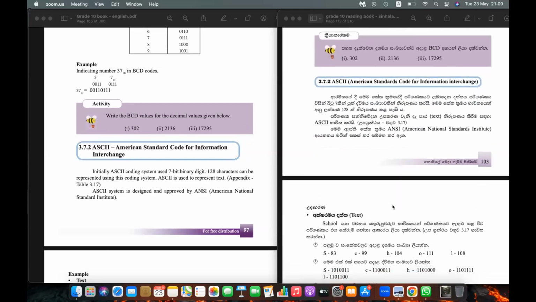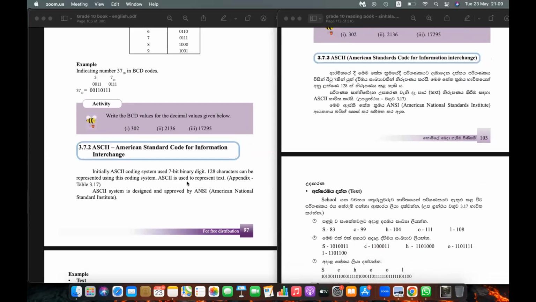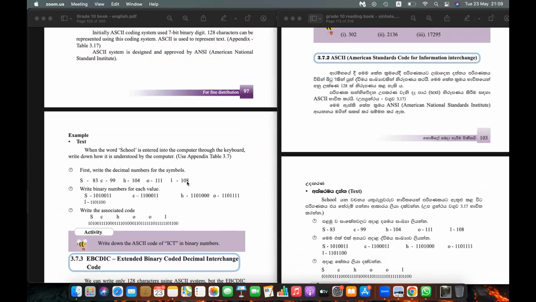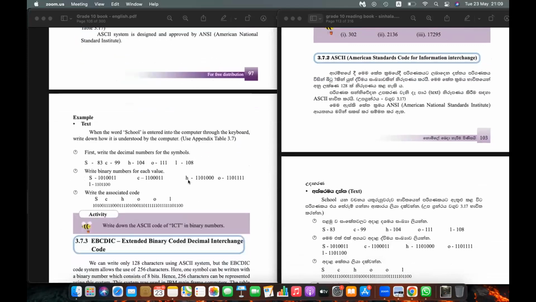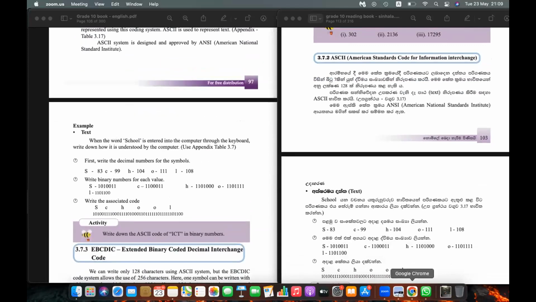But that can be used to represent English. You can see here the ASCII, there is a table, right? ASCII is a table basically. Here you can, let me show this.